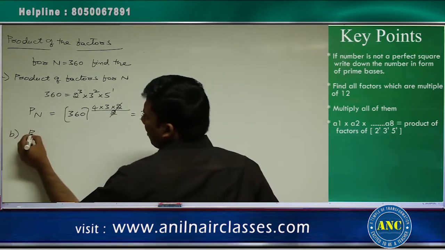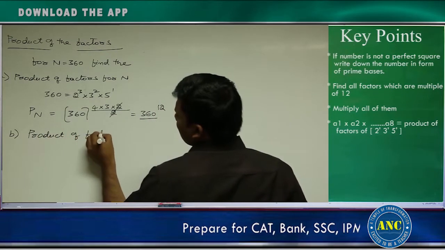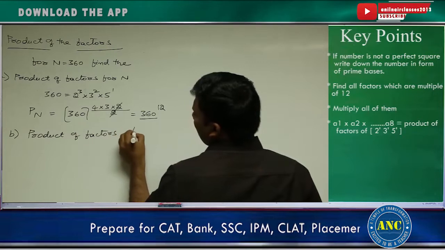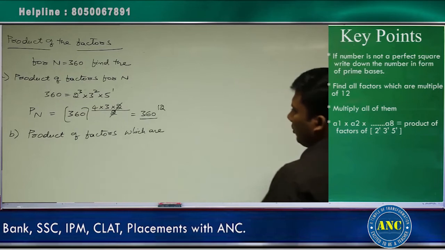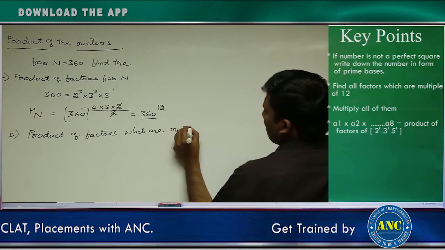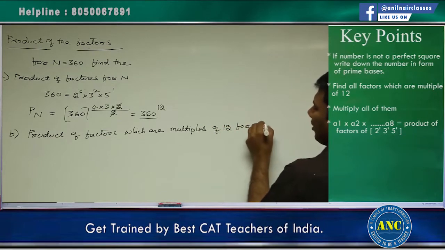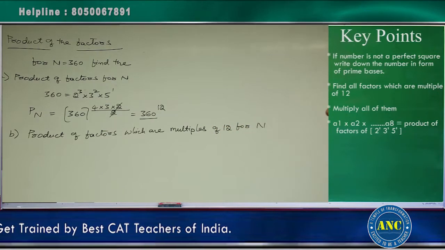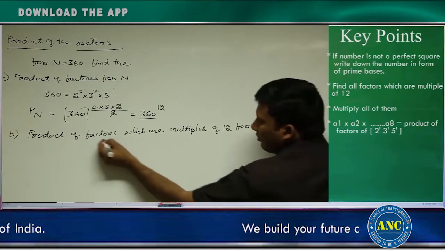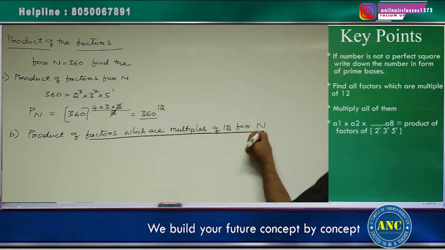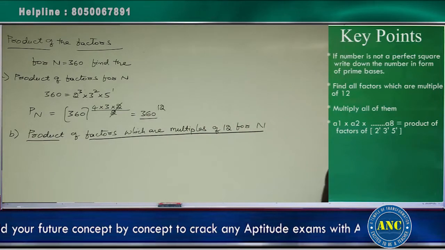Second one, product of factors which are multiples of 12 for n. Same like whatever we did for sum of the factors. Again, two steps. First, find out all the factors which are multiples of 12, then multiply all of them. In the previous case, we added all of them.